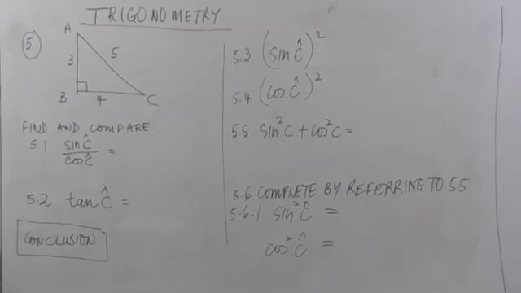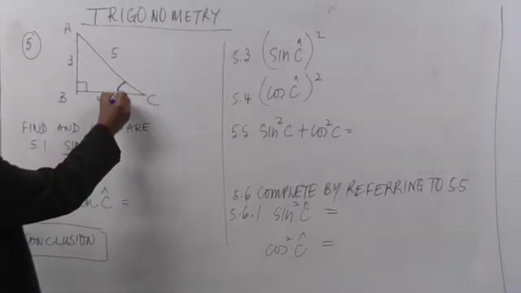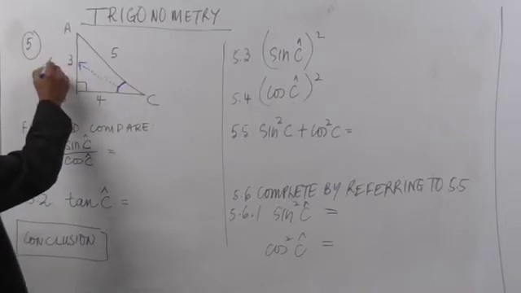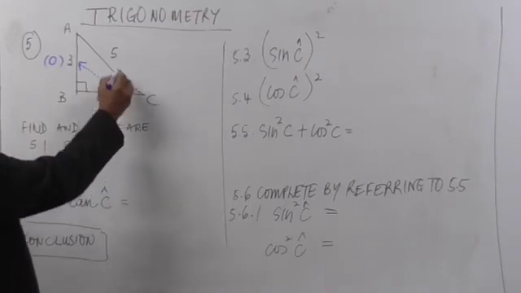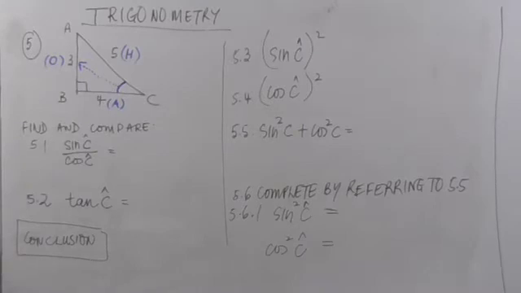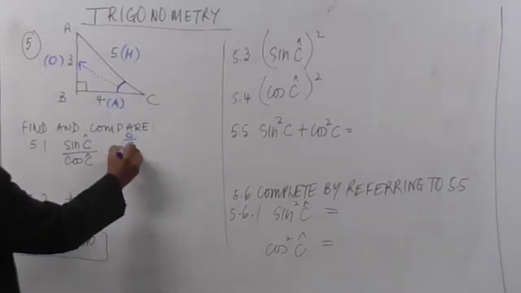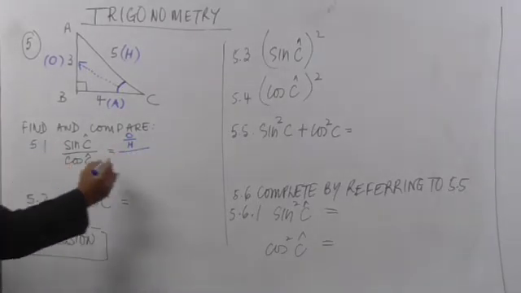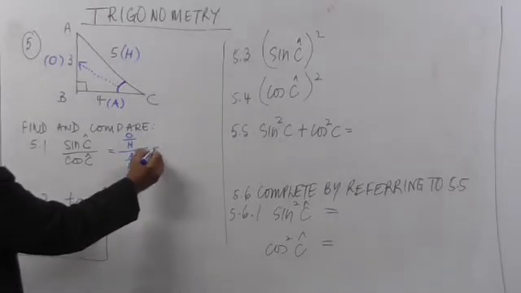Right, welcome back. So in this question we are dealing with angle C. If we look from here, that's the opposite side, that's the adjacent side, and that's the hypotenuse. Sine C will be opposite over hypotenuse. Cos C will be adjacent over hypotenuse.